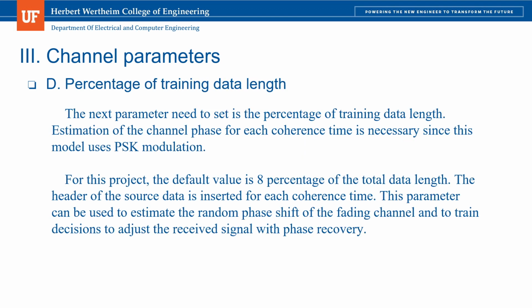And this part is about the percentage of training data length. Estimation of the channel phase for each coherence time is necessary since this model uses PSK modulation. For this project, the default value is 8% of the total data length. The header of the source data is inserted for each coherence time. This parameter can be used to estimate the random phase shift of the fading channel and to train decisions to adjust the received signal with phase recovery. We will see that effect in the later part.